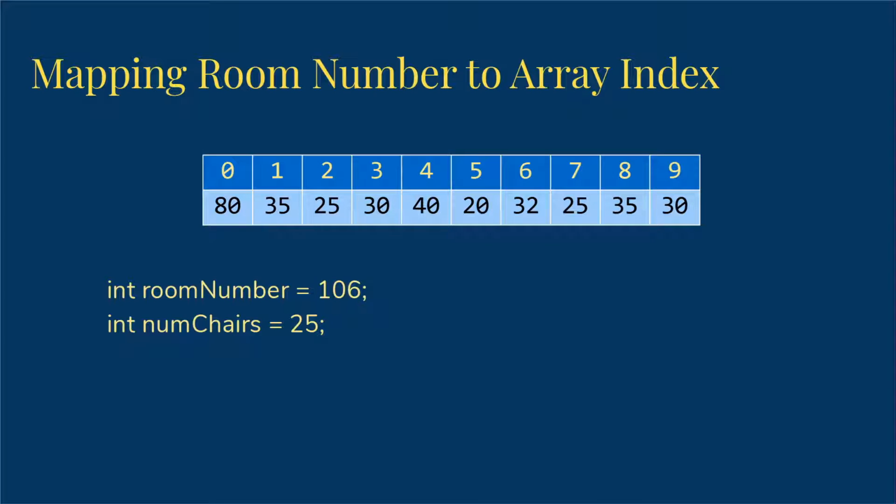To update the array, I need to compute the array index from the room number. In this particular case, I can do that by subtracting 101 from the room number. If we think about it, the index for each room is that room number minus 101. So if I say chair array at room number minus 101 gets the new number of chairs, then we'll end up storing the 25 at index 5 because 106 minus 101 is 5, which is in fact where we're storing the information for room 106.